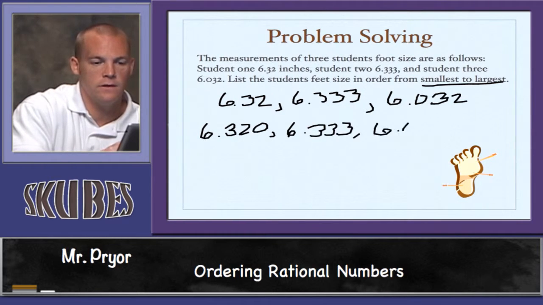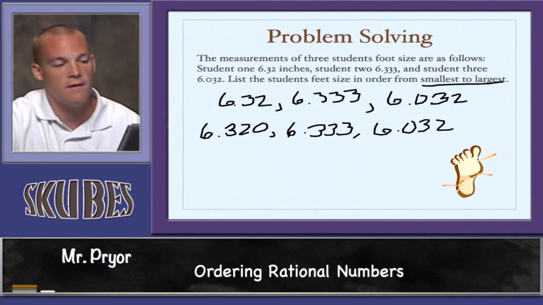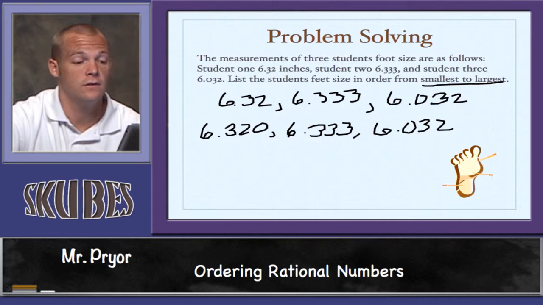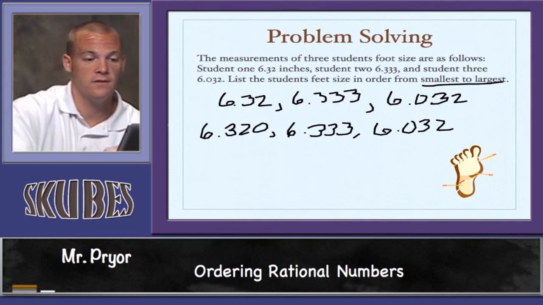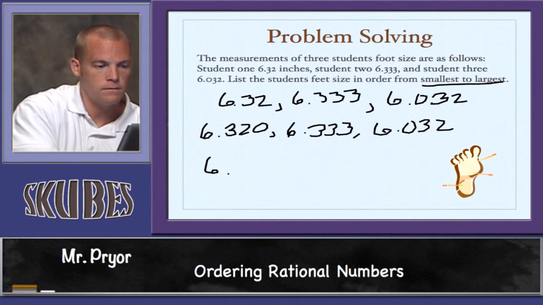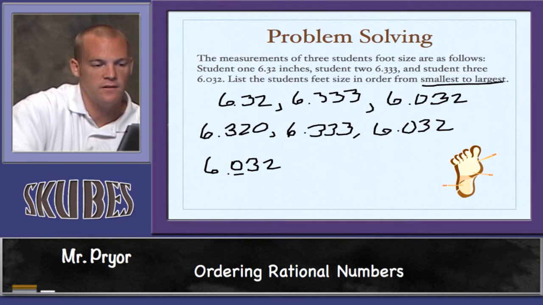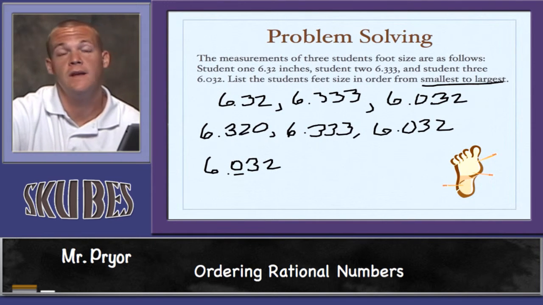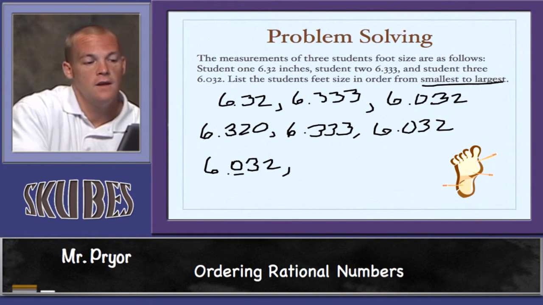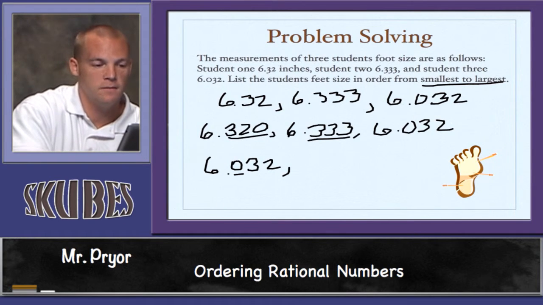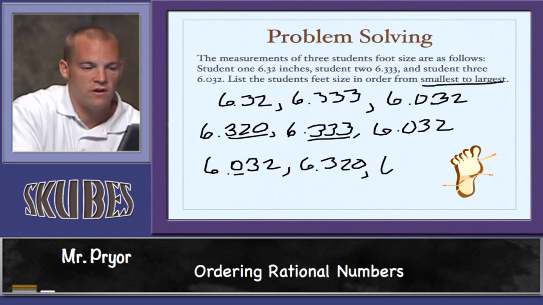And then finally, 6.032. All right, so you can see we have all our values lined up. Now we need to place them from least to greatest. So is 6.032 the lowest? It appears to be so. 6.032 is lower because if you look at the tenths place, it's a 0, where the other two are 3s. That automatically makes that a lower number. The next one will be 6.320. If we're comparing 320 to 333, of course 320 is going to be less. And then finally, to finish off our answer here, the largest one, 6.333.